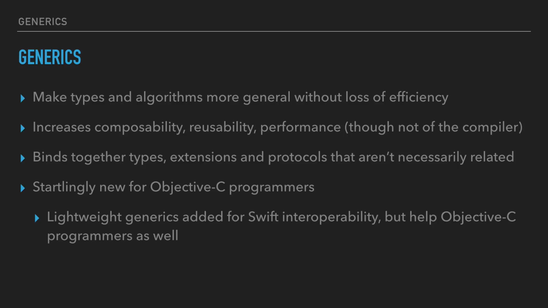It binds together types, extensions, and protocols that aren't necessarily related. You can take a type, no matter how general or specific, and add perhaps another constraint to it, and pass both of those things together as sort of a new unified thing through the type system in Swift.